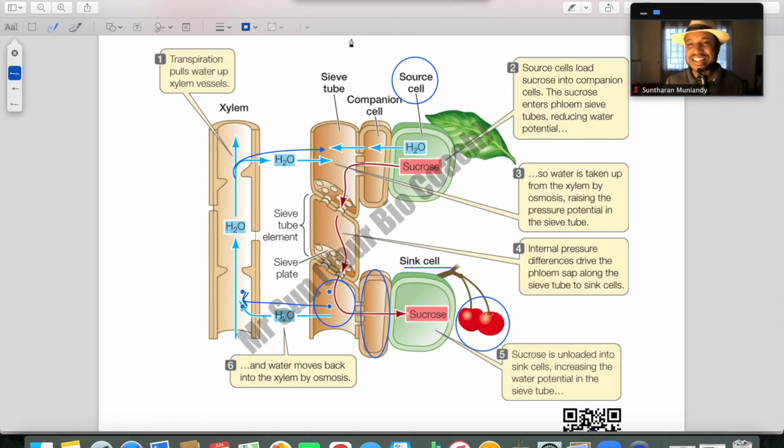That's about it, guys. Okay, now the next topic I will be focusing on is response in plants. Okay, that's a very challenging topic, which involves the phytohormones. And we're going to look at how these phytohormones are responsible for the plant's response towards certain stimuli. We will look into that in our next video.